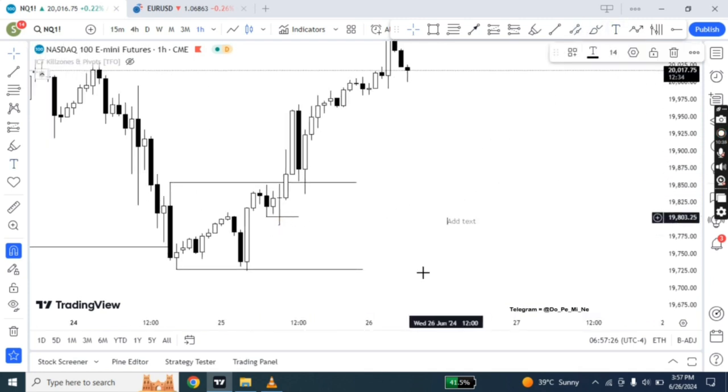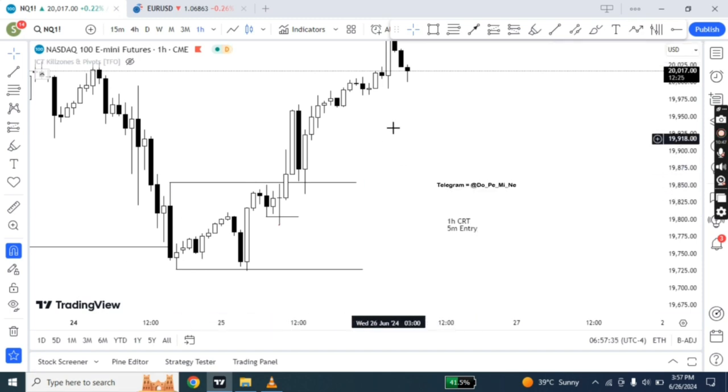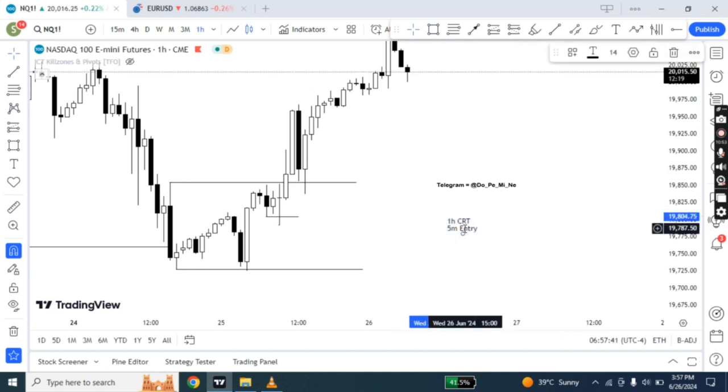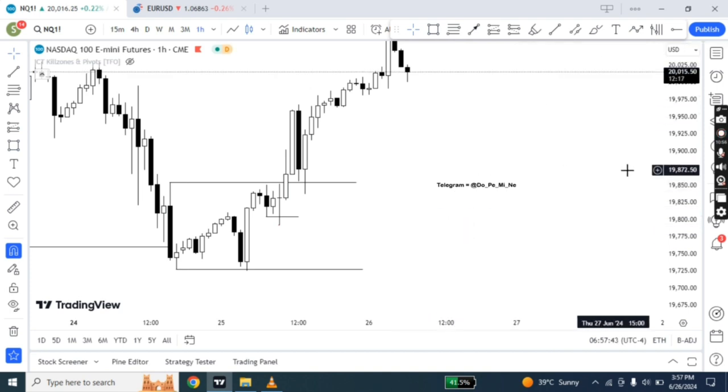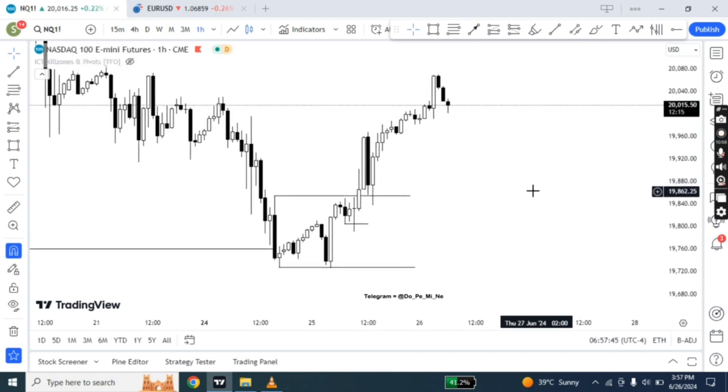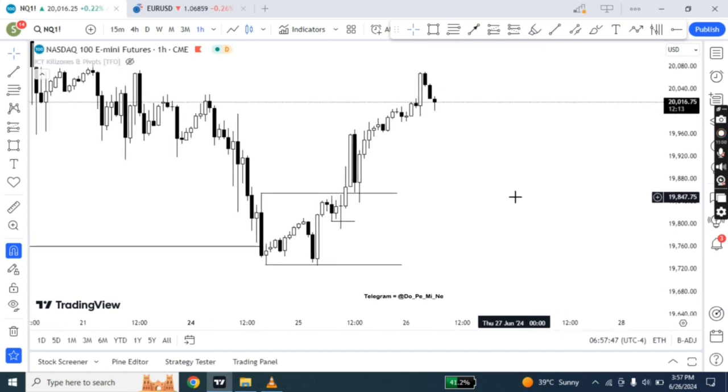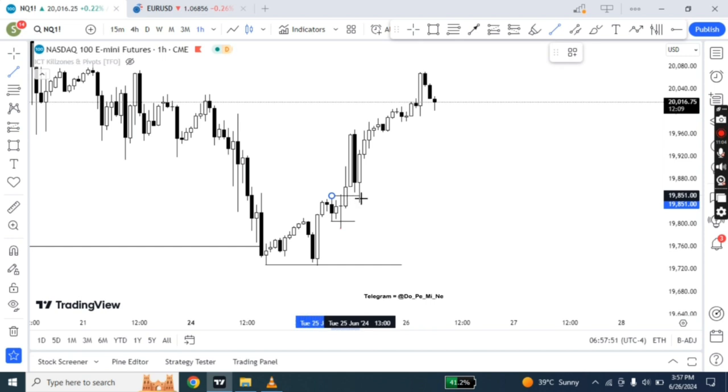The reason why I chose this 5-minute time frame to trade this 1 hour CRT is based on time frame alignment. I'm going to discuss this in later chapters as well. But what you need to know and note down is that if you are using the 1 hour to find your CRT, then you have to trade that CRT on the 5-minute. Similarly, if you are finding CRTs on the 4 hour, then you're going to trade those CRTs on the 15-minute. That's what we call time frame alignment.